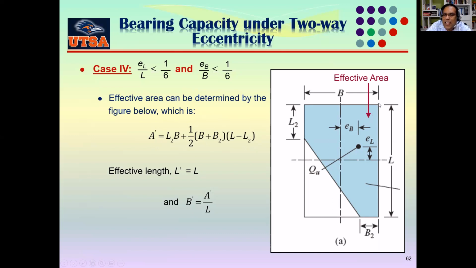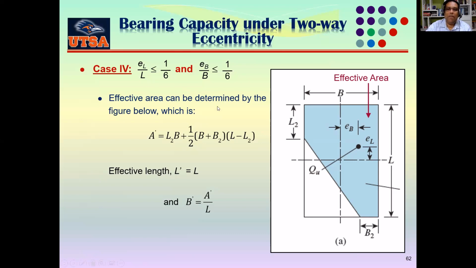Now you can see your L remains your L. So you just try to find out your B prime from A prime by L. But anytime you see that L prime is smaller than B prime, as soon as you see that one, you have to just rotate it. It means you have to change your L prime as B prime and B prime as L prime. Always try to remember this one, that your L or length is always bigger than the width, okay?